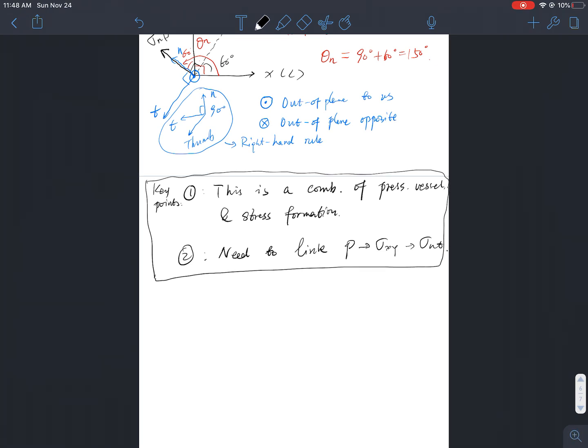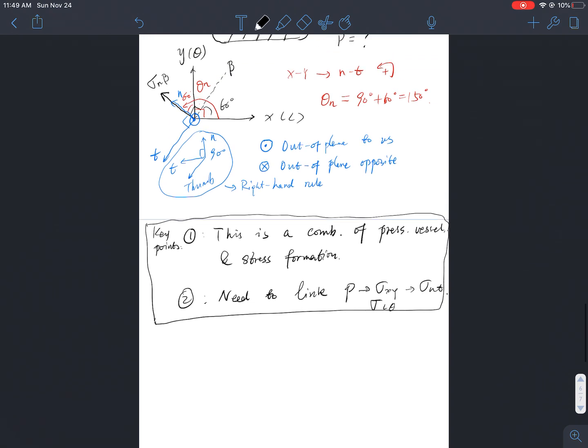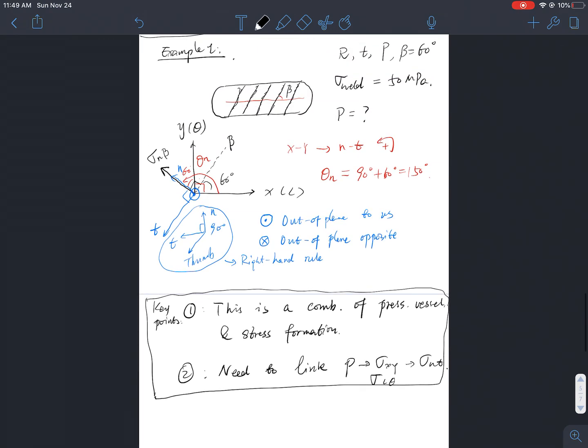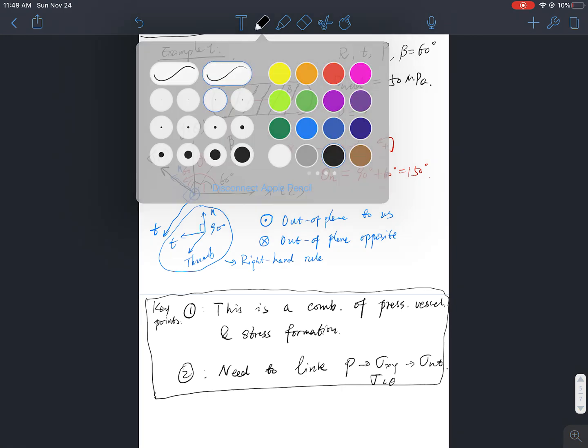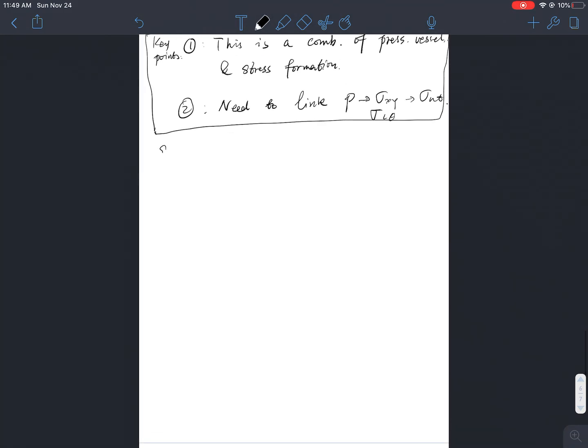So first of all, we identify it is a combination of pressure vessel and stress transformation. Then we're trying to connect pressure to stress in the XY plane, or you can call it the L theta plane, and then to the NT plane. Let's take a look at the overview again. With this thought process, we can start solving the problem. First step, find out P to sigma X and sigma Y.